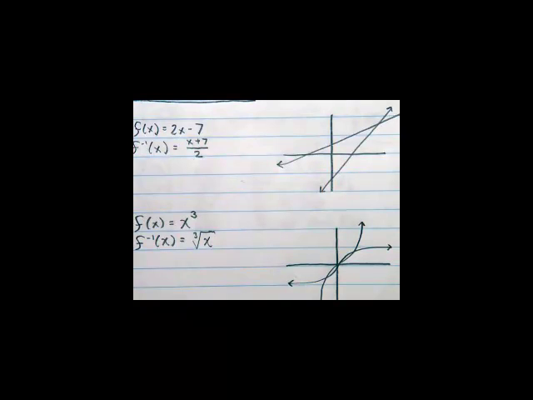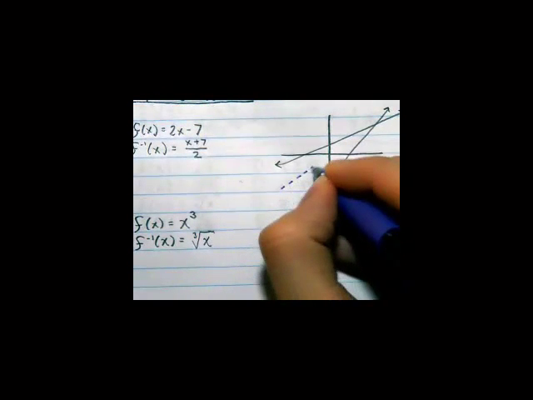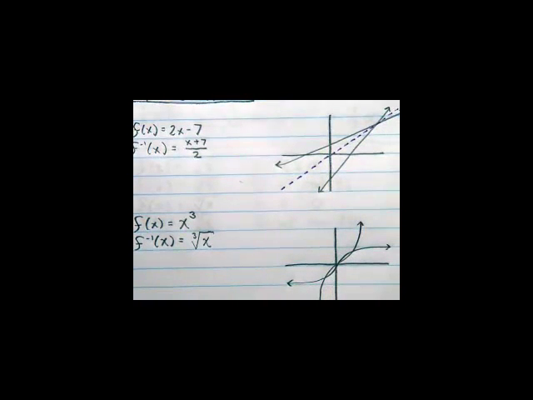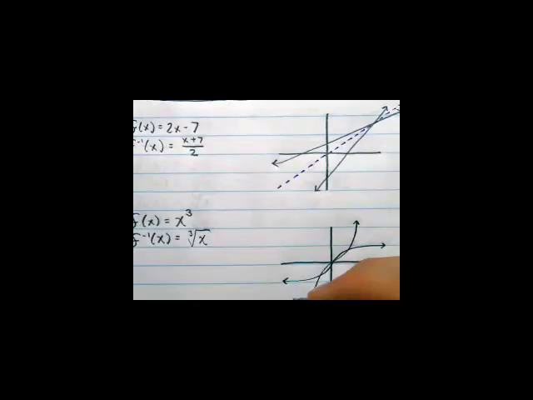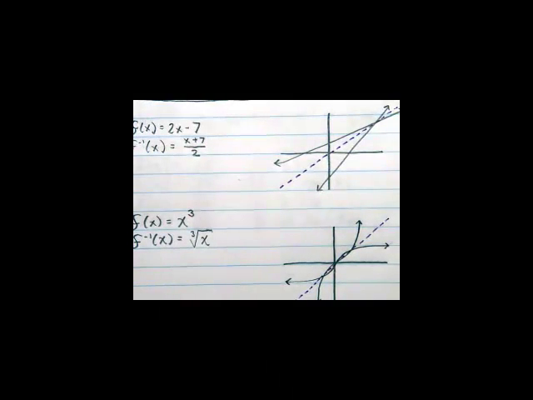You guys see that? If I draw in a diagonal line into each of these, that's where they're being reflected. Okay. Does that make a little bit more sense? How that's the line of reflection? If you take one and reflect around that line, it works. Okay. This line is the line y equals x.